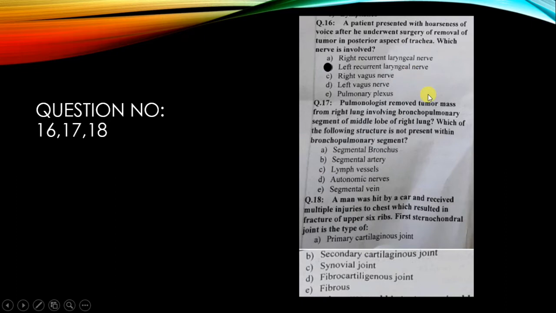Question number 17 says a pulmonologist removed a tumor mass from the right lung involving a bronchopulmonary segment of the middle lobe of the right lung. Which of the following is not present within the bronchopulmonary segment? Segmental vein, bronchus, segmental artery, lymph vessels, or autonomic nerves?